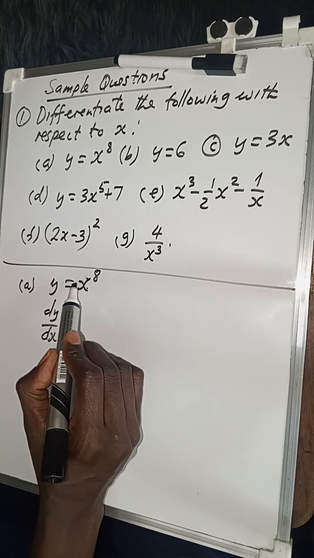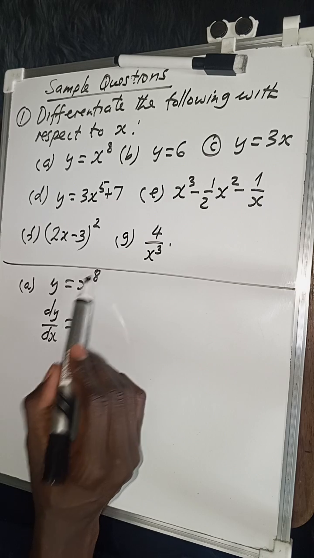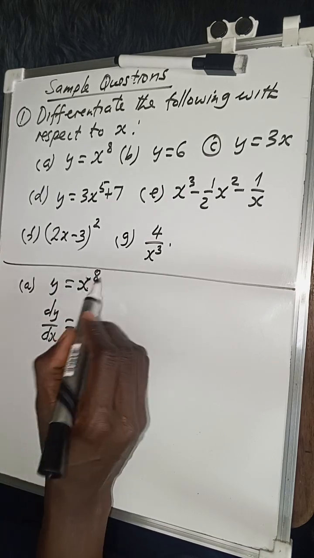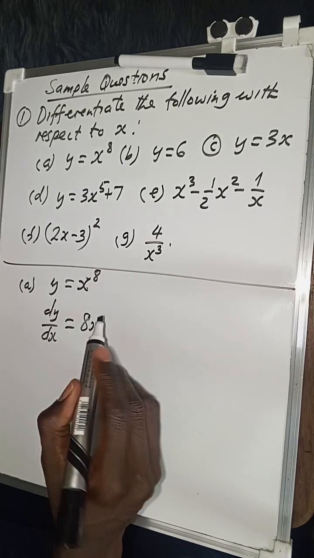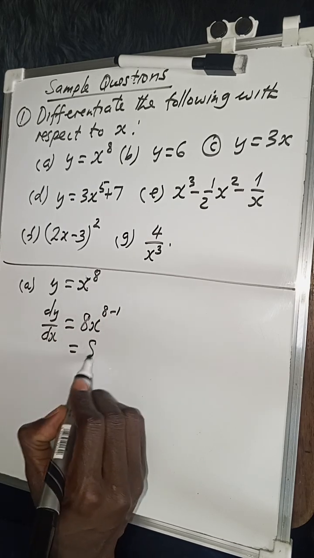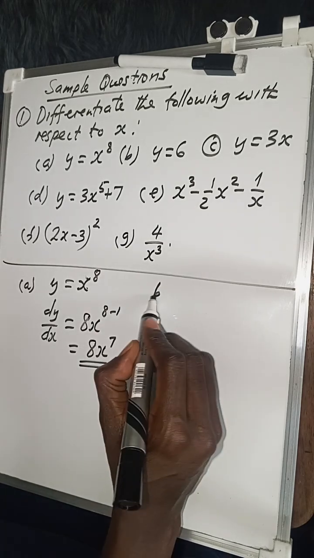Remember, it's the index multiplied by the coefficient. So 8 times the number in front there, which is 1, will give me 8. Then this one reduces by 1, so that is going to be 8 minus 1. So that will give you 8x raised to the power 7. That's what we mean there.